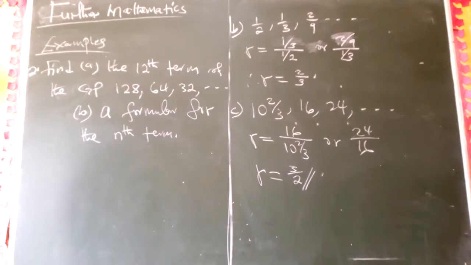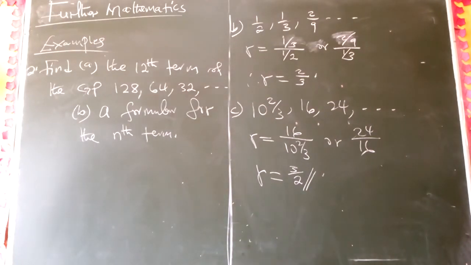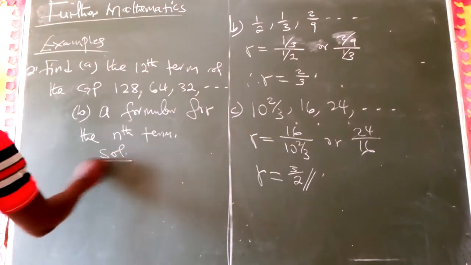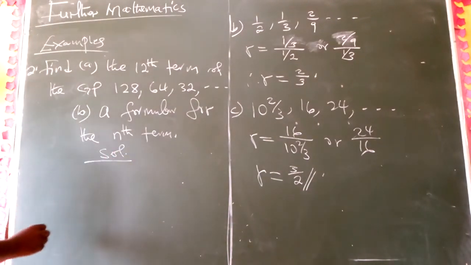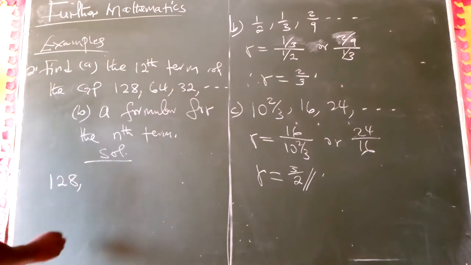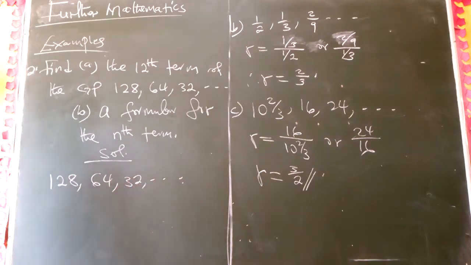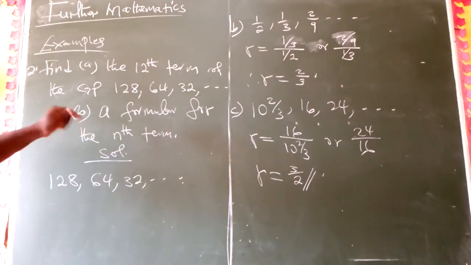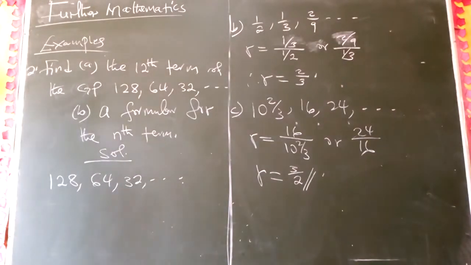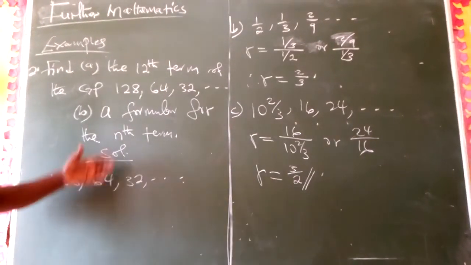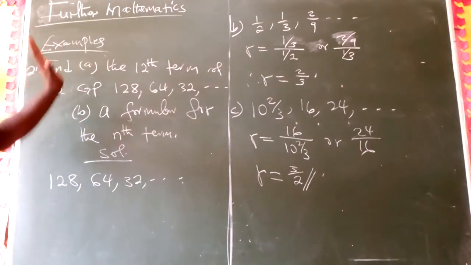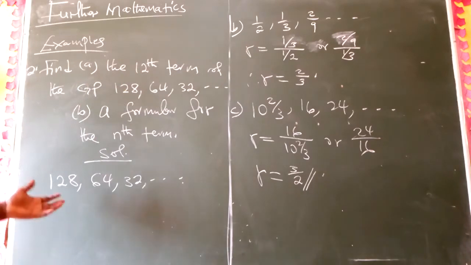Simple. Okay. Now, what we're going to do here, solution. We are given that the GP is 128, 64, 32. We are going to find the 12th term of this GP, and then we will now be able to find the general term or the nth term of that particular GP. What am I going to do right now? I am going to first of all establish or write down the formula for the nth term of a GP, as given earlier on.